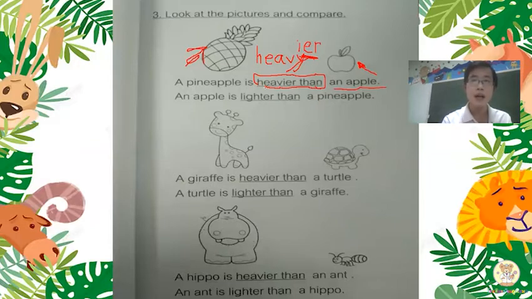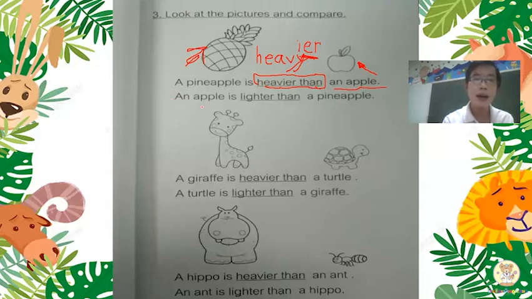Heavier, heavier. Okay, and then you see this word, than, T-H-A-N, than. You see this word always comes together with heavier like this, because this one we call a comparative word. So that's why they need to use than together with this word. And then please take a look at the next sentence.